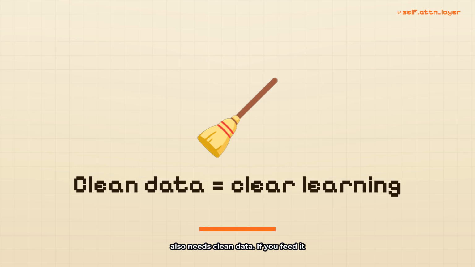LoRA also needs clean data. If you feed it messy examples, like pizza is yummy or is it not, the adapter will get confused and add noise instead of learning your style. It's like teaching a kid. If you give them mixed up instructions, they won't learn clearly. So keep your training data simple and clean.